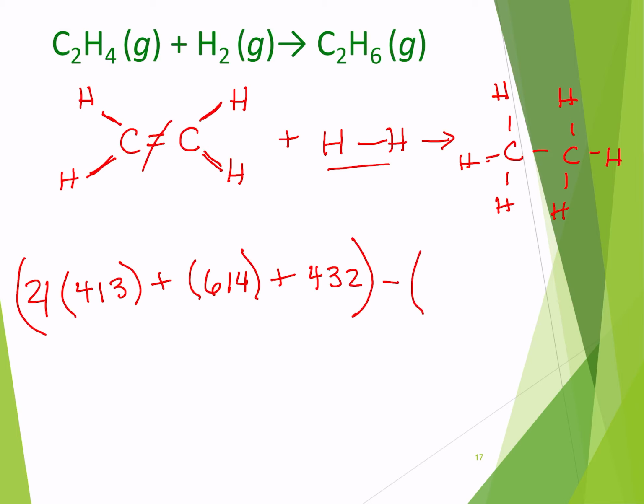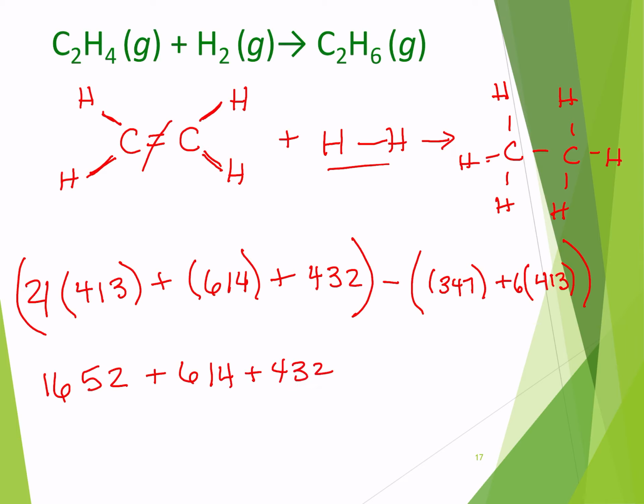So we're going to form one carbon-carbon single bond, which is 347. And we are also going to form 6 carbon-hydrogen single bonds, which are 6 times 413. So if we go through and calculate this, I'm going to calculate it with you. So 1652 plus 614 plus 432 minus 347 plus 6 times 413.